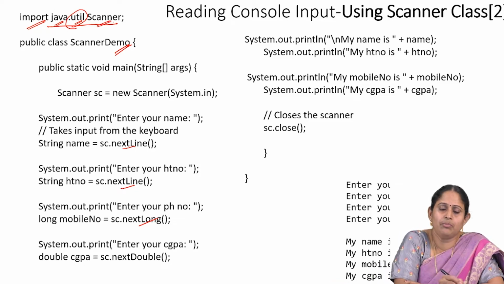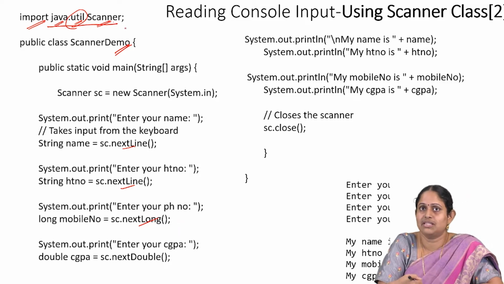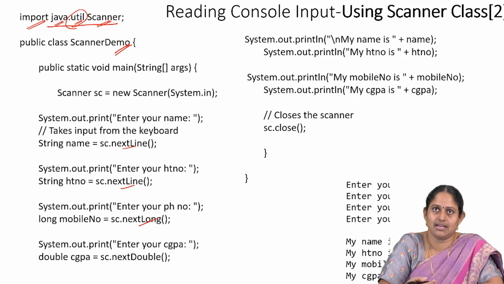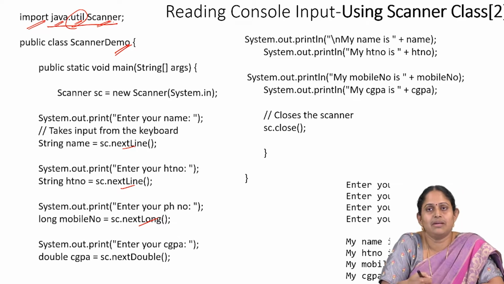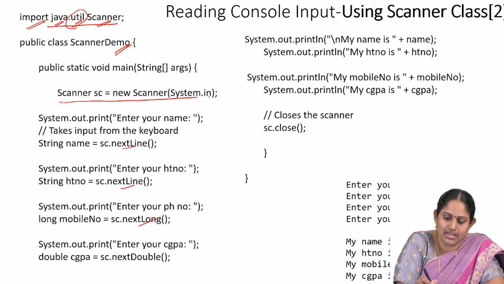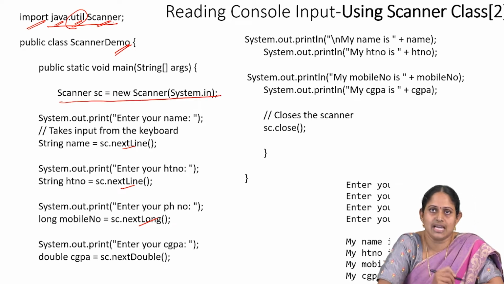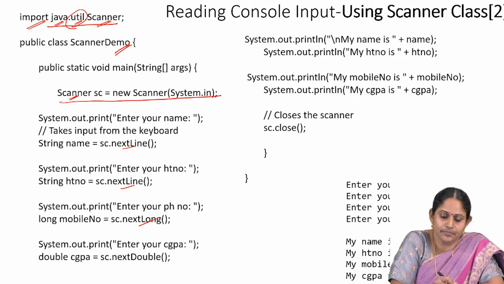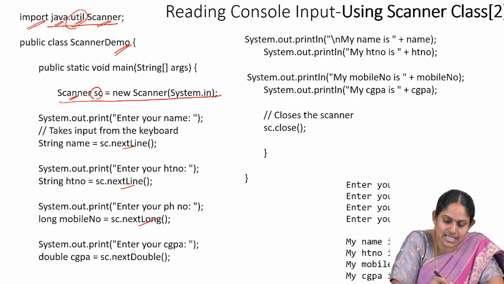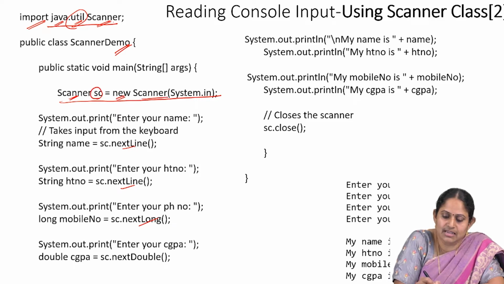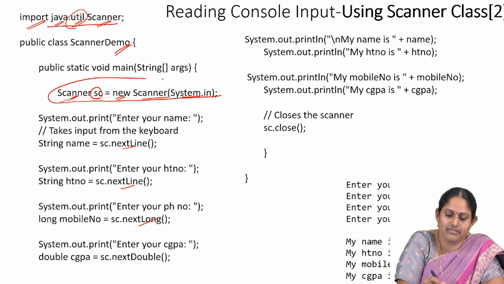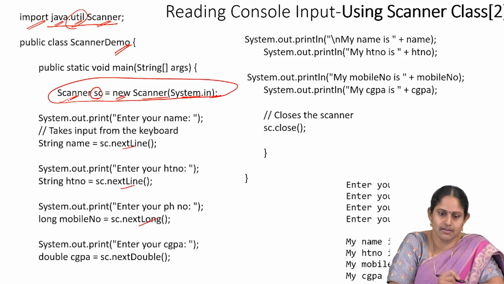So we have to import this data. Once they are imported, we can use those methods by creating an object of the Scanner class. To use the methods available inside the Scanner class, we have to create an object for it. This is the way we are creating an object for Scanner class: Scanner is the class name, then the object name, new keyword, Scanner(System.in). This is the way we declare an object in Java.